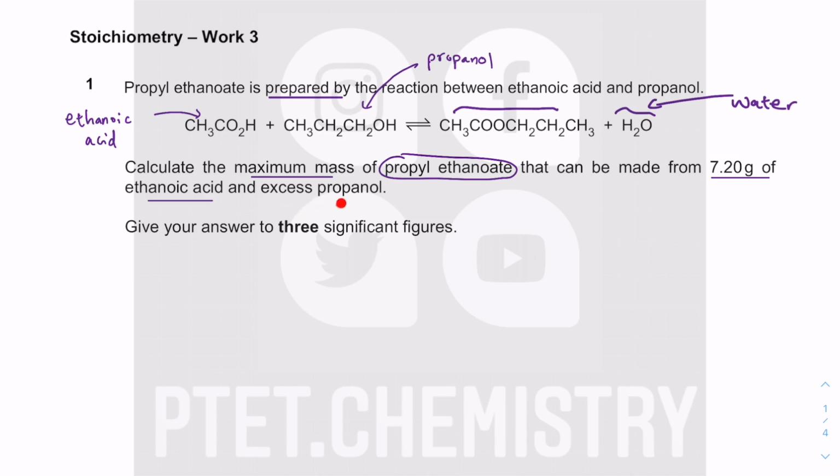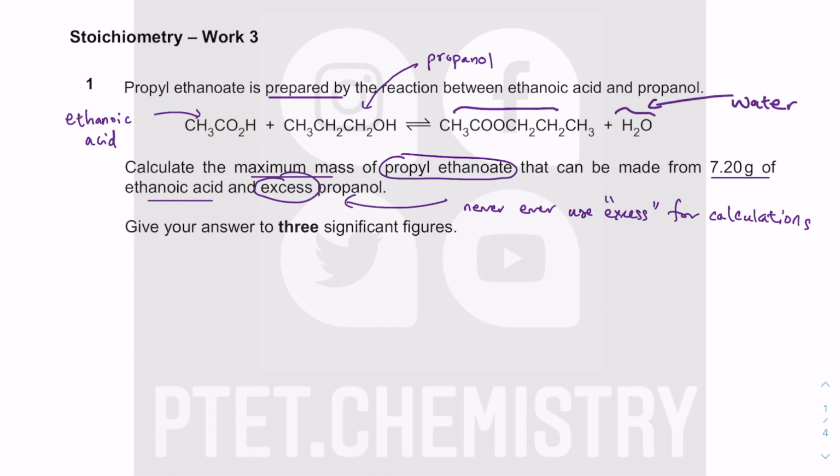So we have excess propanol. The fact that we use excess propanol means that you must never use the excess for calculation, because it's not completely used up. So if propanol is in excess, it means this thing is completely used up, and this is what we're going to use.